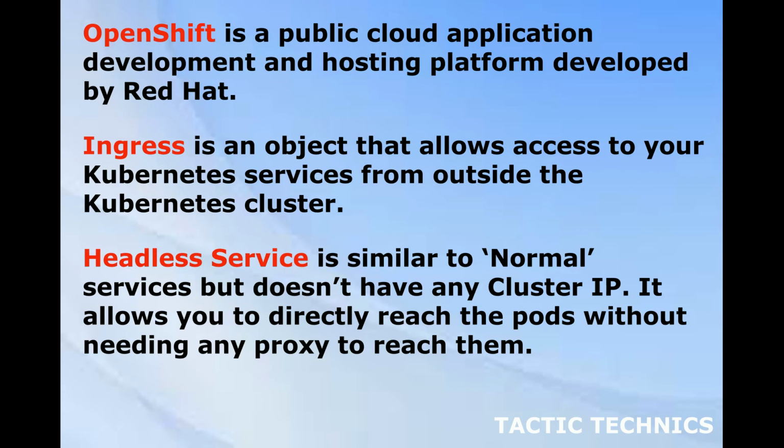OpenShift is a public cloud application development and hosting platform developed by Red Hat. Ingress is an object that allows access to your Kubernetes services from outside the Kubernetes cluster. Headless service is similar to normal services but doesn't have any cluster IP. It allows you to directly reach the pods without needing any proxy to reach them.